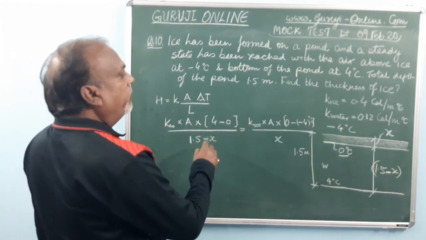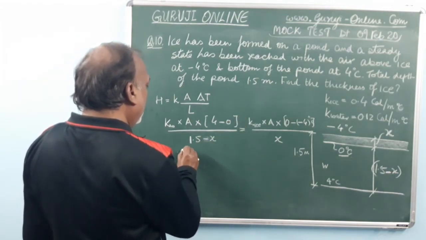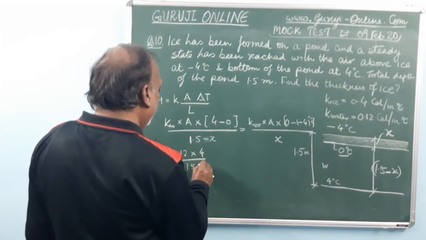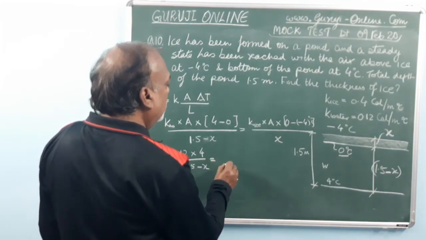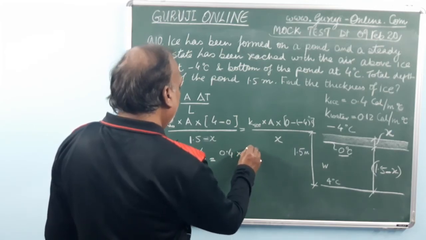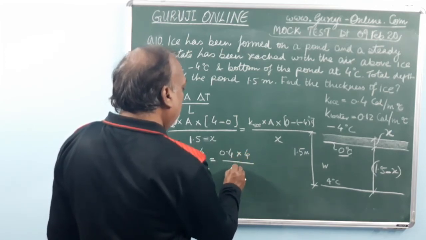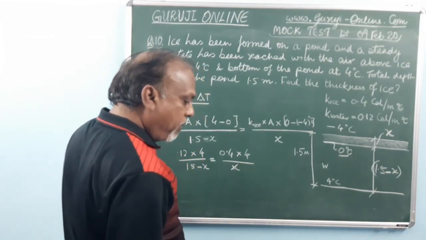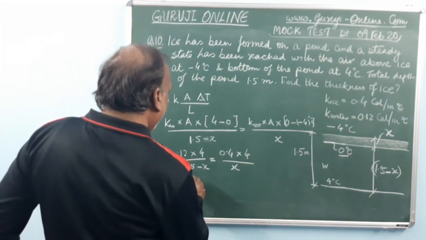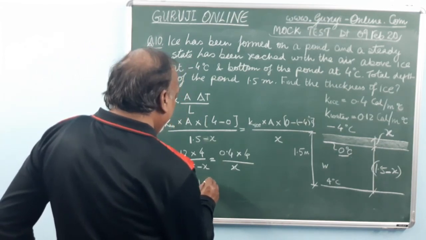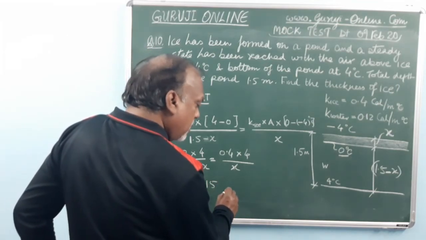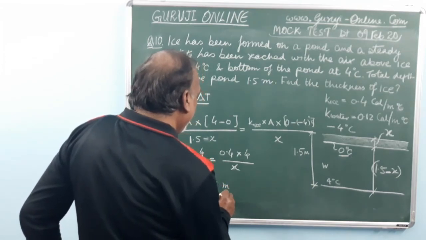K water we know, 0.12 into 4, into 1.5 minus X must be equal to 0.4 into 4 divided by X. So if you solve this, then X will come as 1.15 meter.